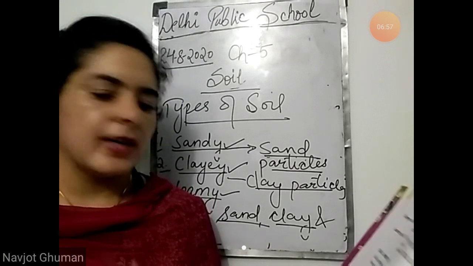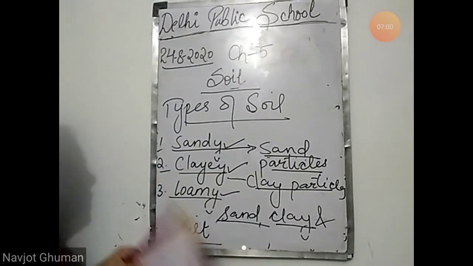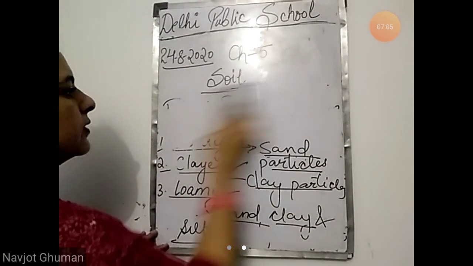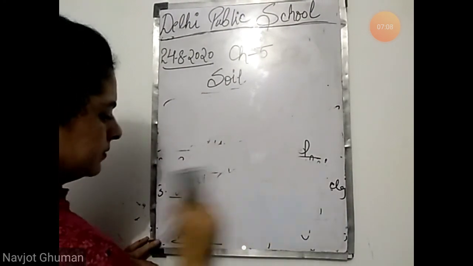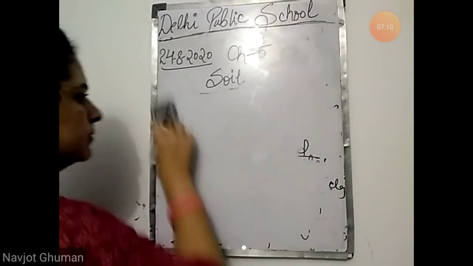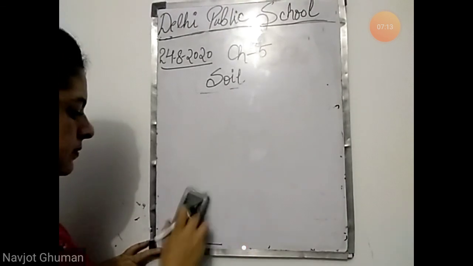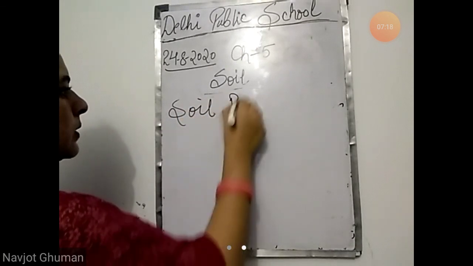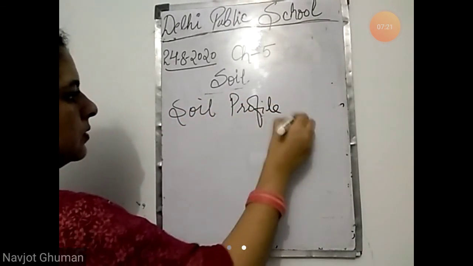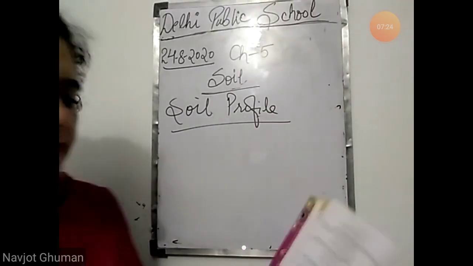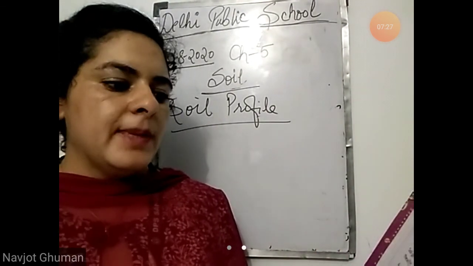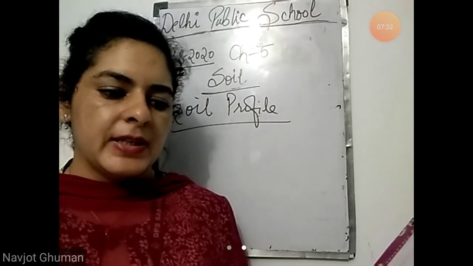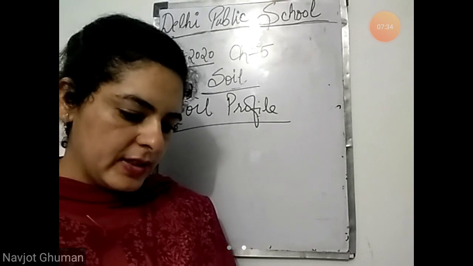So next topic is our soil profile. In this we are going to read about the soil profile, means layers of the soil. How many layers of soil are there? Soil profile. Now what in this? Soil profile refers to the layers of soil. In the picture, these layers have been named A, B and C. Picture is given to you. Layers have been shown to you.